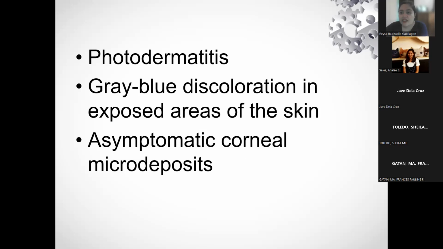So the drug is the cause of the sensitivity to UV rays or to sunlight. Okay? And gray-blue discoloration in exposed areas of the skin, because there is one component of amiodarone that causes all of this. Even asymptomatic corneal microdeposits. There are drug substances that will be deposited in the cornea. Though it's asymptomatic, nevertheless there is still a deposit.